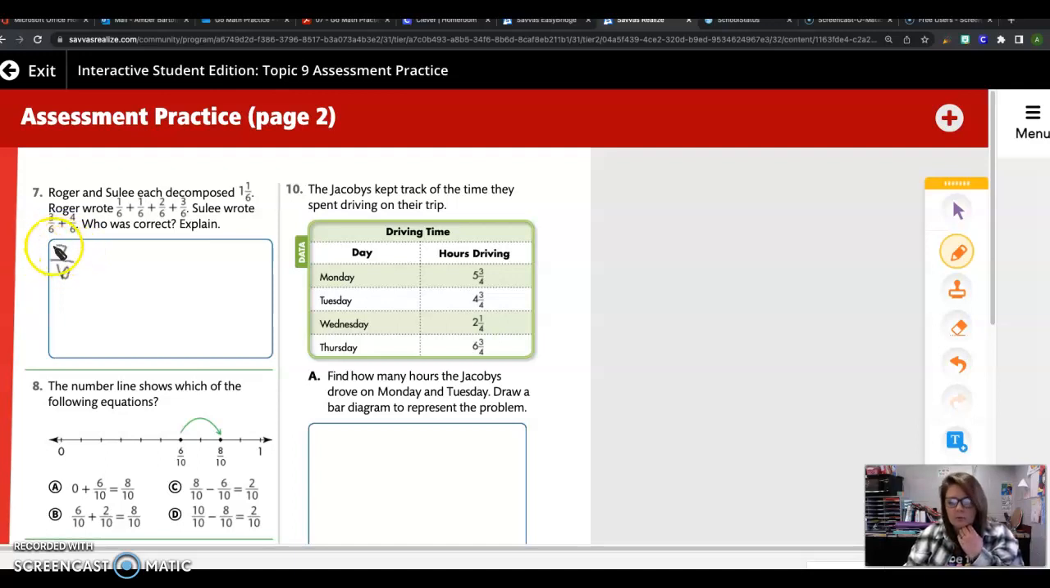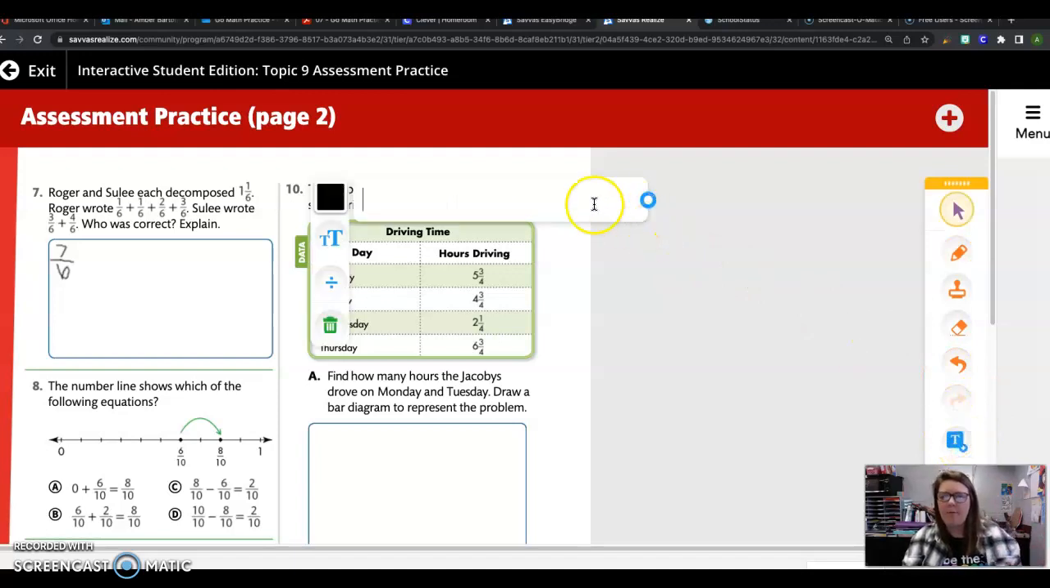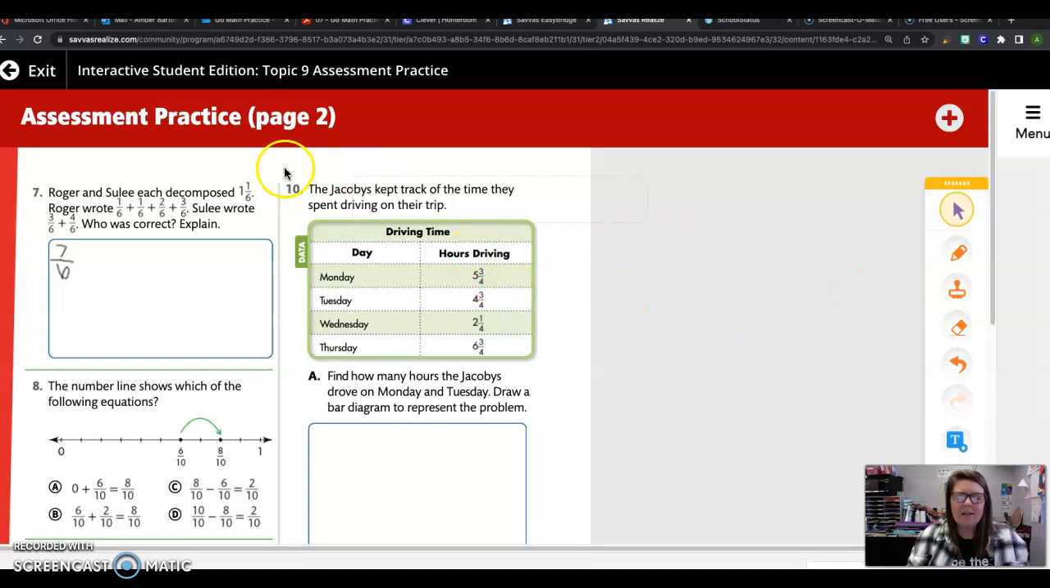When I'm looking at this fraction, I notice that the numerator is larger than the denominator, which tells me that this is a fraction greater than 1, or an improper fraction. So I need to decide what 1 and 1/6 written as an improper fraction equals. To do that, remember, there are some steps that we can follow.